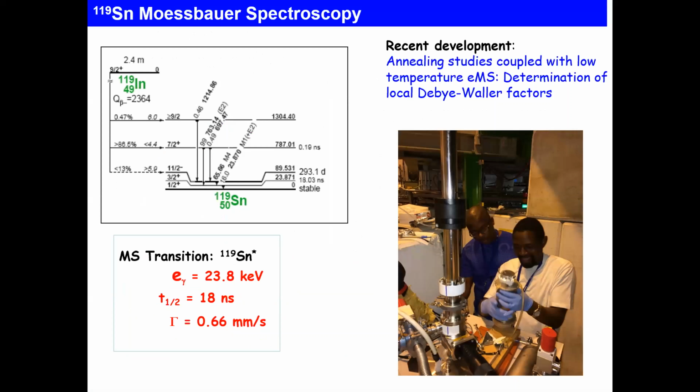We've also done some tin Mössbauer spectroscopy. Here, the tin isotope was populated by first implanting radioactive indium ions into our sample. And the Mössbauer transition in tin is this transition down here. The energy is 23.8 keV. The half-life of the state is 18 nanoseconds. So almost at the short limit of lifetime. And the line width then is comparatively very large.